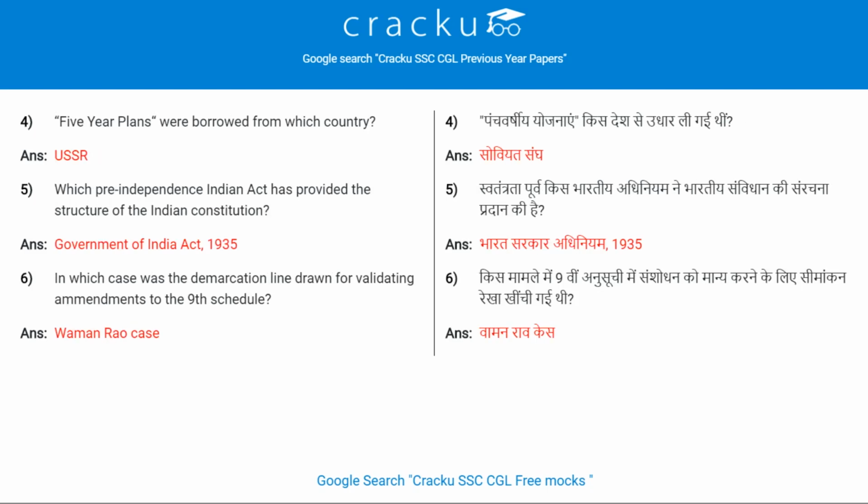5-year plans were borrowed from which country? USSR. Which pre-independence Indian Act has provided the structure of the Indian Constitution? Government of India Act 1935. In which case was the demarcation line drawn for validating amendments to the 9th schedule? Vaman Rao case.